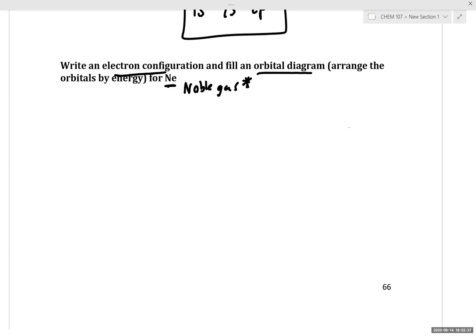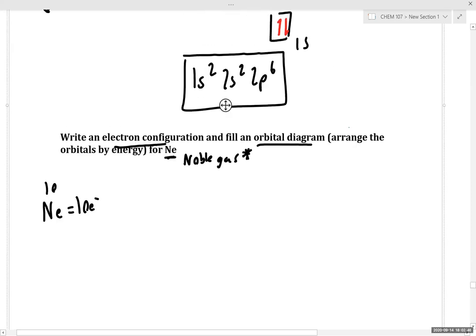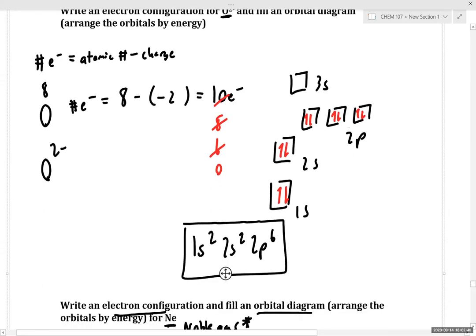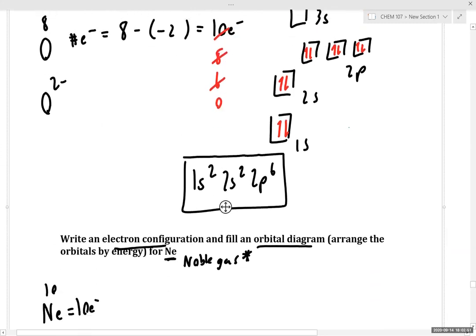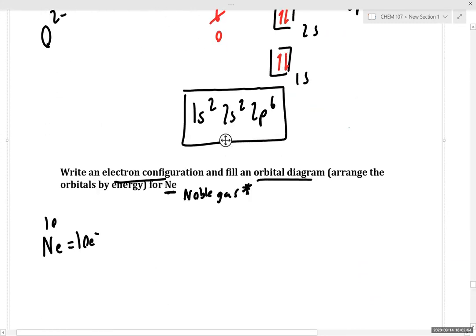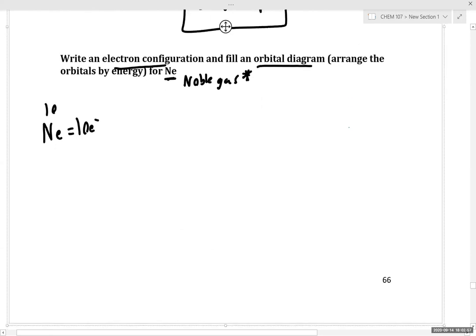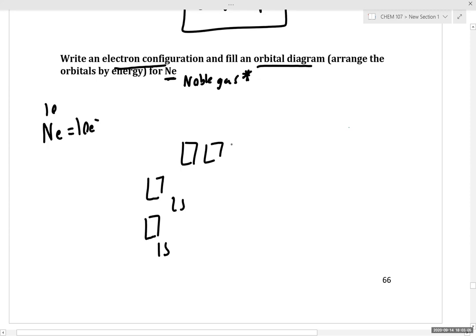Okay, so let's discuss this example. For neutral neon, what is neon's atomic number? 10, okay. So we have 10 electrons. Does that sound familiar? Is that the same as O2 minus's electron count? Are these two electron counts the same? Yes. So by extension, our electron configuration will be the same. Same number of electrons, same electron configuration.